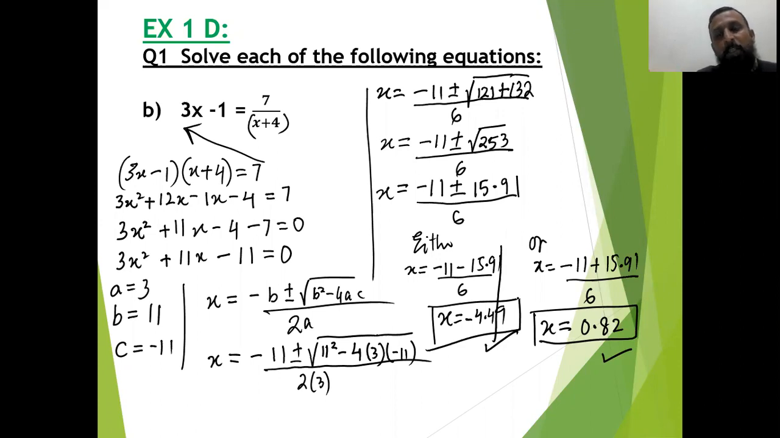So again, what we did here, we manipulated it, we simplified the given fractional equation, and after simplifying it, we found a quadratic equation. We extracted the values of a, b, and c. We plug in those values in the quadratic formula, and we found two possible answers.